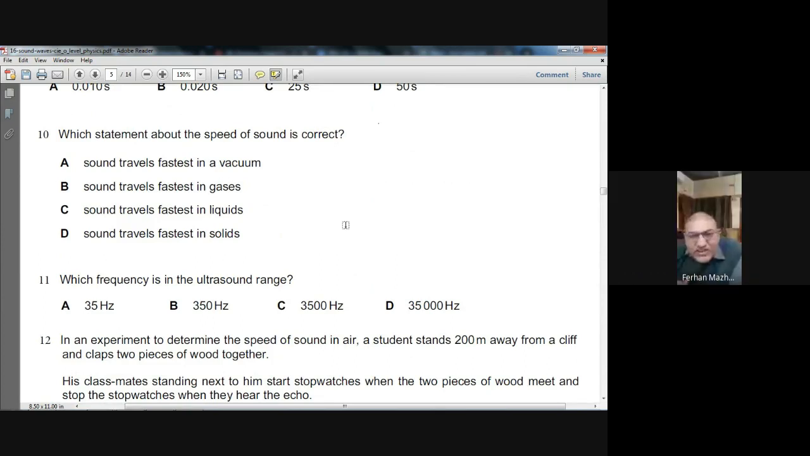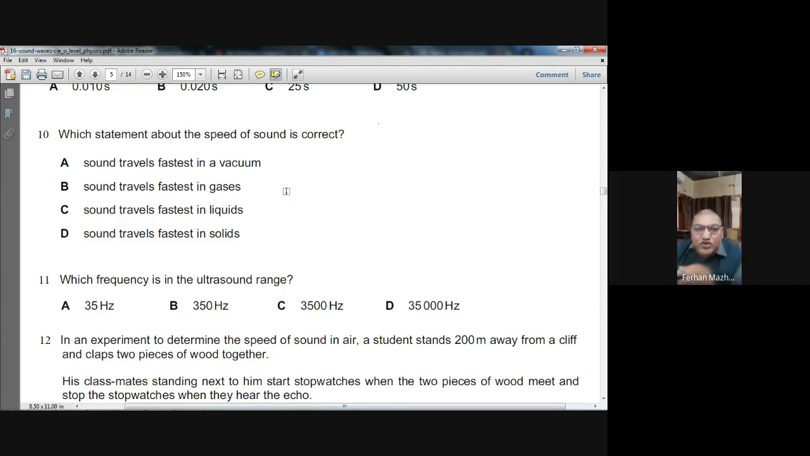Yes, because the sound travels by the vibration. Sound travels fastest in a vacuum. That's wrong. Sound cannot travel in a vacuum. Sound travels fastest in gases. That's wrong. Sound travels fastest in liquid. That is also wrong. Sound travels fastest in solids. That's right. That is perfectly the right answer. So what is the choice, sir? D is the right answer.